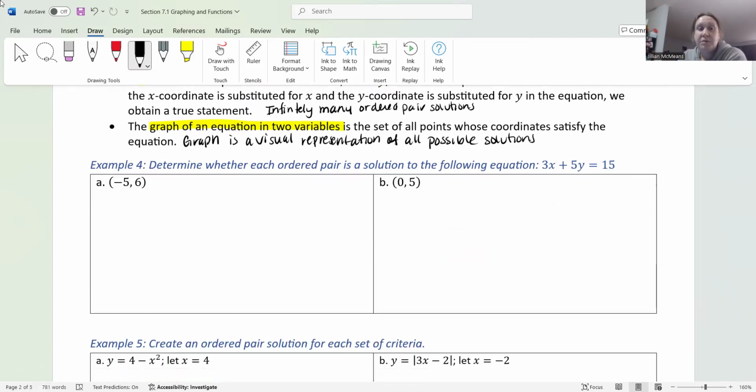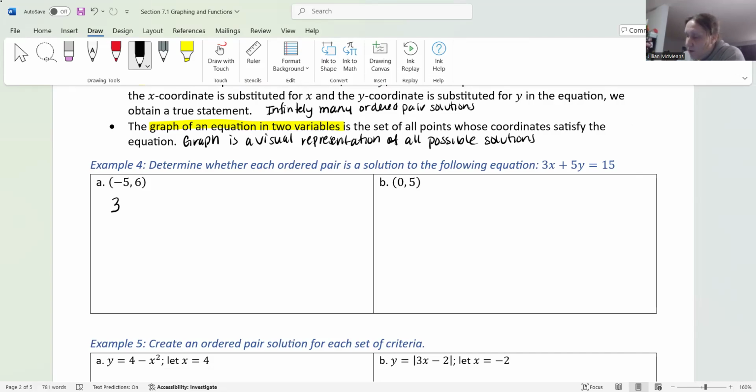So for example 4, it says determine whether each ordered pair is a solution. Notice it doesn't say is the solution. It just says is a solution to the following equation. We have 3x plus 5y is 15, and we first want to check to see if the ordered pair -5, 6 is a solution to this equation. That means if we plug in -5 for x and 6 for y, we're looking for a true statement. We're looking for the left to truly equal the right. If we get a true statement, then we would say that ordered pair is part of the solution set.